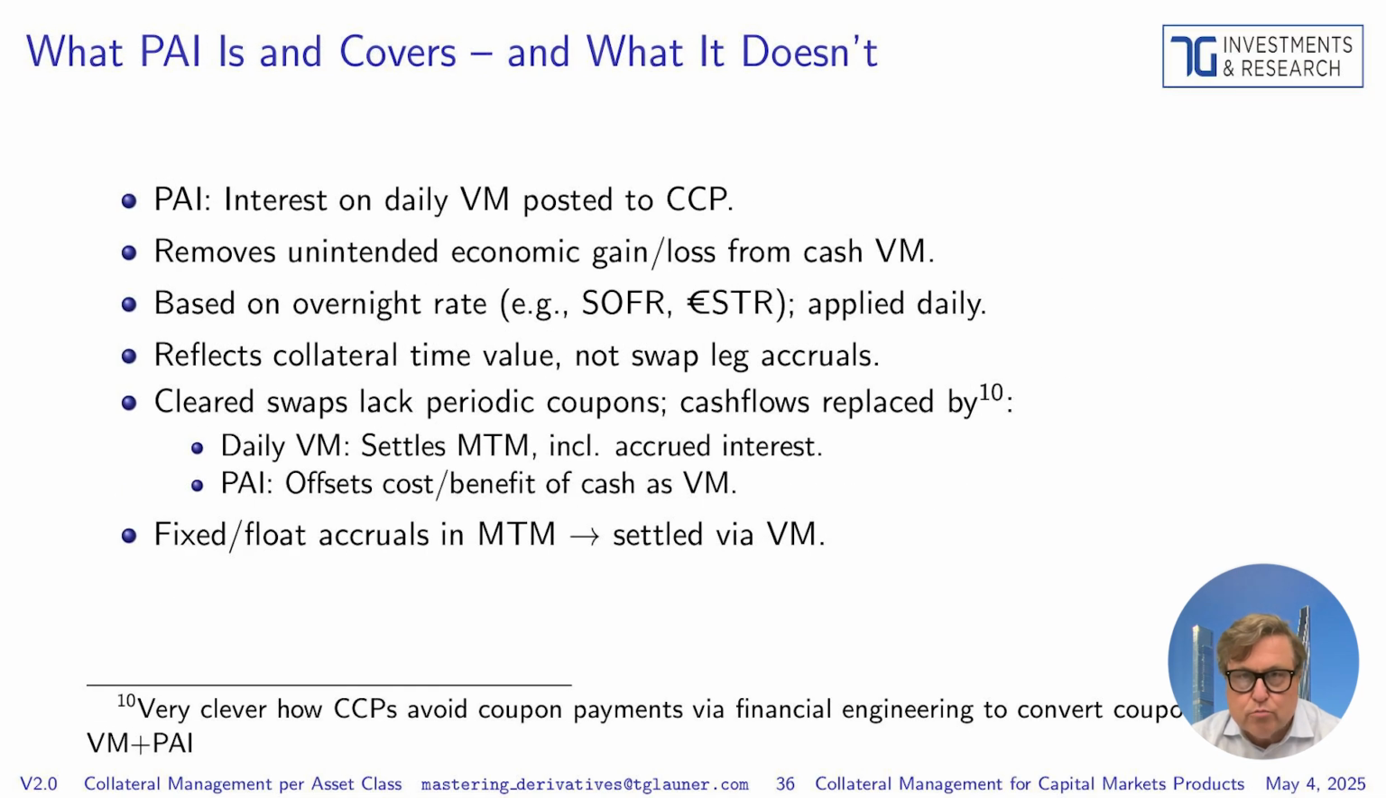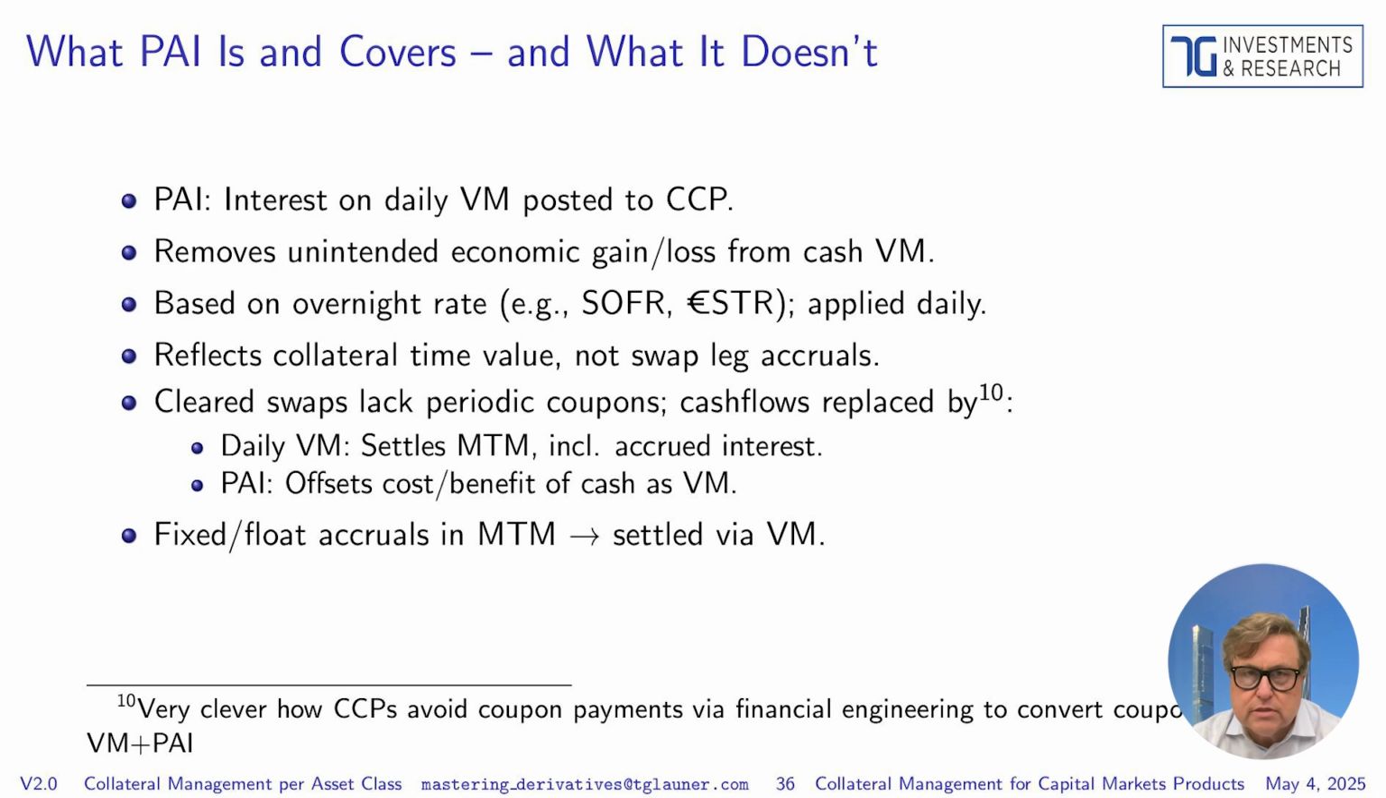So PAI, or price alignment interest, refers to the interest on daily variation margin posted to a central counterparty. It is designed to remove any unintended economic gain or loss that might arise from cash variation margin. This interest is calculated based on an overnight rate, such as SOFR or ESTR, and it is applied daily. PAI reflects the time value of collateral rather than the accruals of the swap legs.